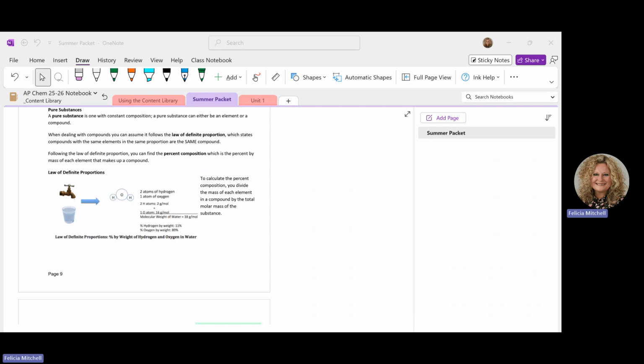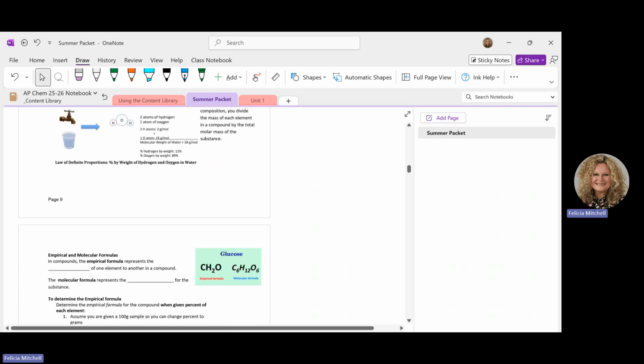So go back and look at that slower if you need to, but it shouldn't surprise you that because oxygen has such a bigger mass, even though there's only one of them, more of the entire mass of the compound is due to the oxygen being there.